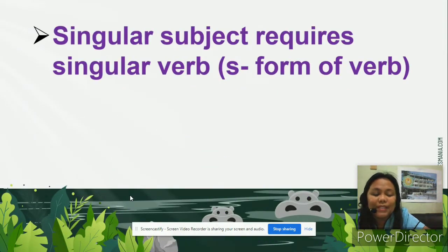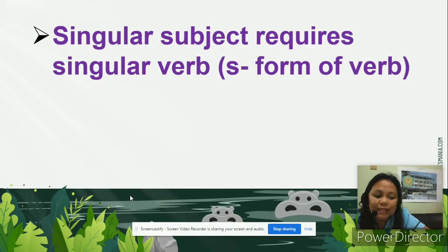So, what is subject-verb agreement? When we say subject-verb agreement, it simply means the subject and the verb must agree in number. This means both need to be singular or both need to be plural. In subject-verb agreement, singular subjects require a singular verb, the S form of the verb.